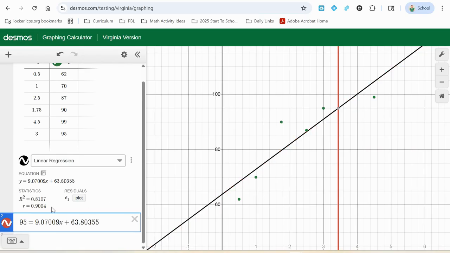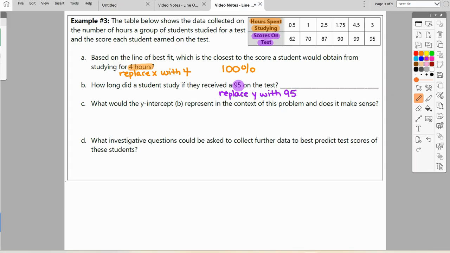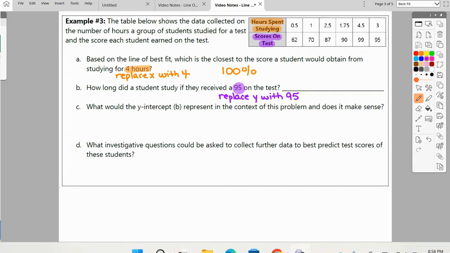What I mean by that is, do you see when I typed in the 95 in place of Y, I ended up getting this red line going through my black line of best fit and giving me the following point. I was given the Y value of 95, so I want to answer with the X value as the number of hours. 3.4 will be what we write here. And of course, we want to label the units so we know what the 3.4 means in the context of the problem.